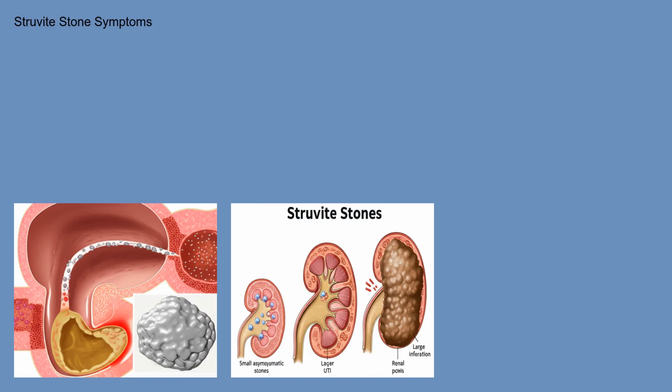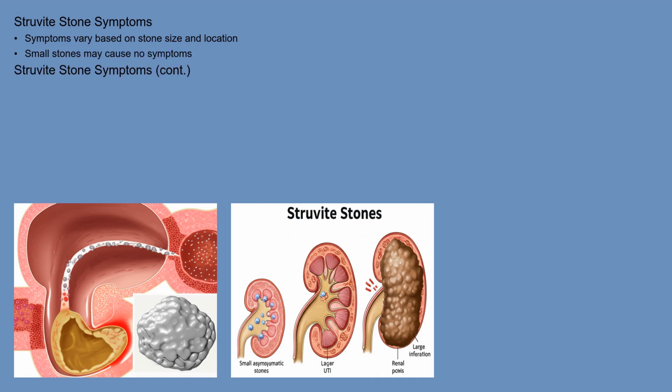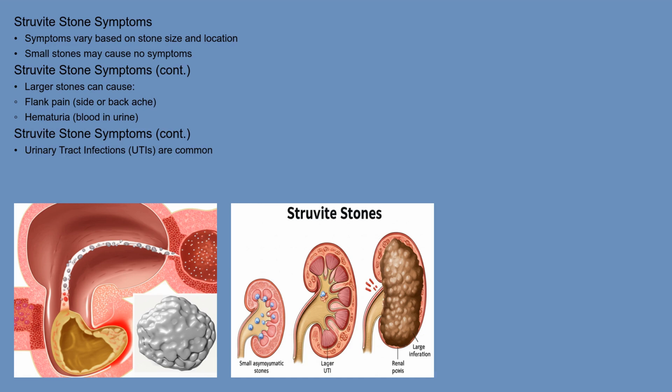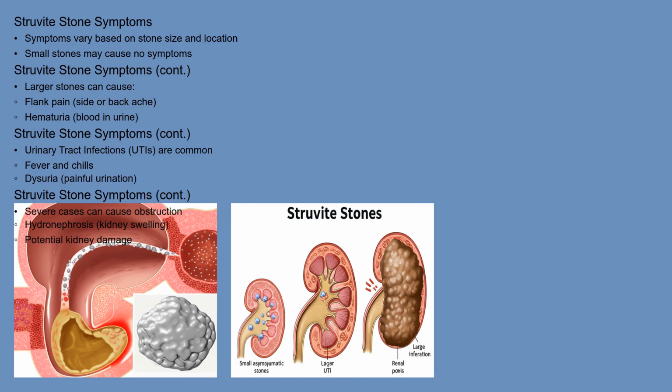The symptoms of Struvite stones can vary depending on the size and location of the stones. Some individuals may experience no symptoms at all, especially if the stones are small. However, larger stones can cause a range of symptoms, including flank pain, which is a sharp or dull ache in the side or back. Hematuria, or blood in the urine, is also a common symptom. Urinary tract infections, often accompanied by fever, chills, and dysuria, which is painful urination, are frequently associated with Struvite stones. In severe cases, the stones can obstruct the flow of urine, leading to hydronephrosis, a swelling of the kidney due to urine back up, and potentially kidney damage.